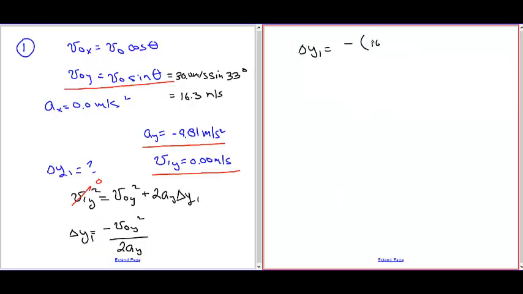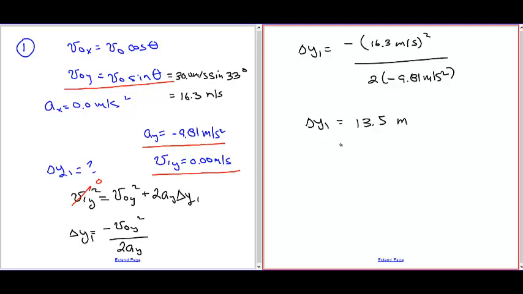So it's going to be 16.3 meters per second squared divided by 2 times the negative 9.81 meters per second squared. Notice the negatives cancel out, and I get a positive delta y, which I would expect from my definition of y positive going up. So we get 16.3 squared divided by 2 divided by 9.81. So I get 13.5 meters. So that's the answer for part A.